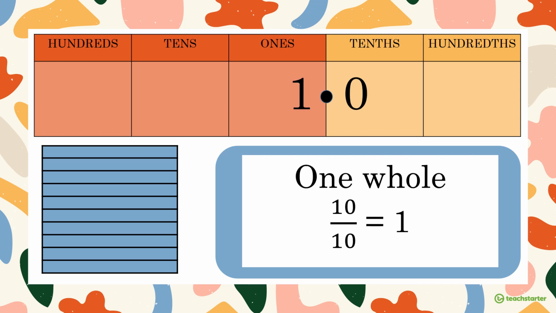This is one whole, okay? So once we start to get to this area, the whole board is shaded, and it is, as a fraction, 10/10, but we simplify that to say one whole. We don't need to write it as 10/10.